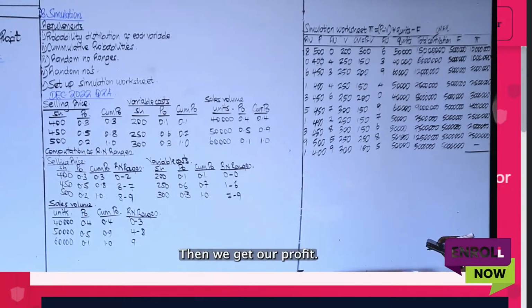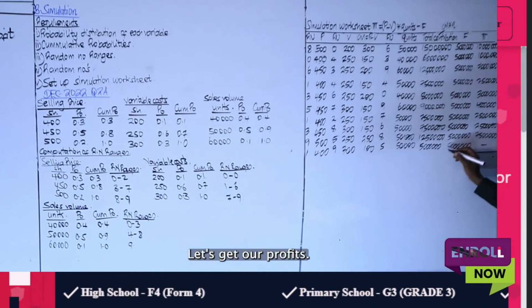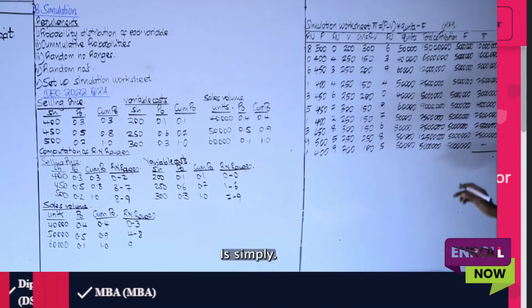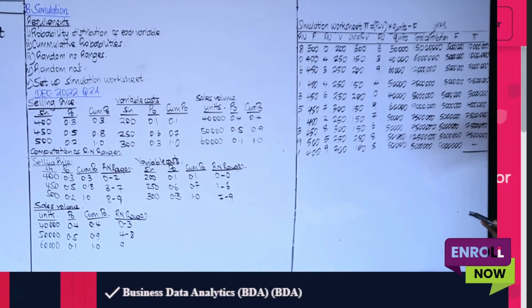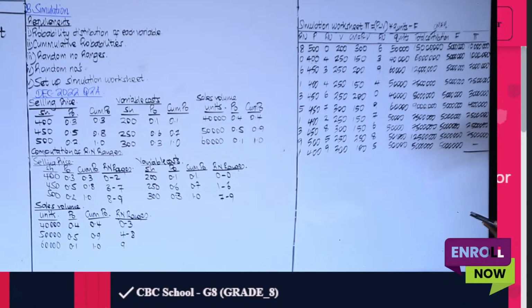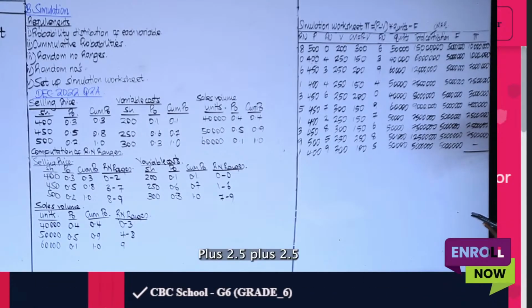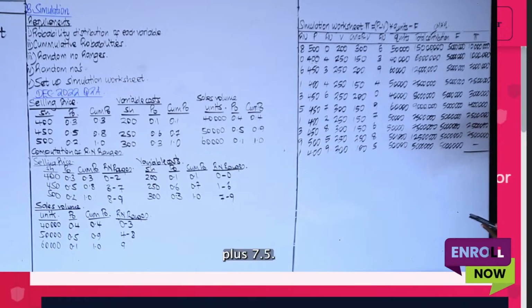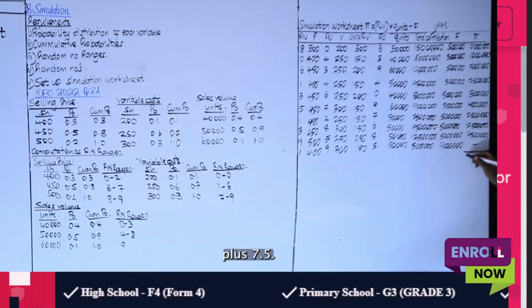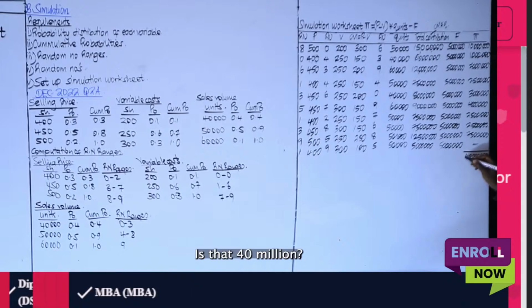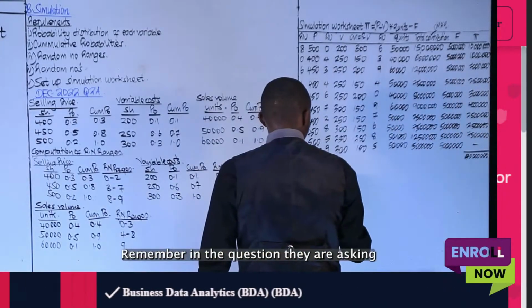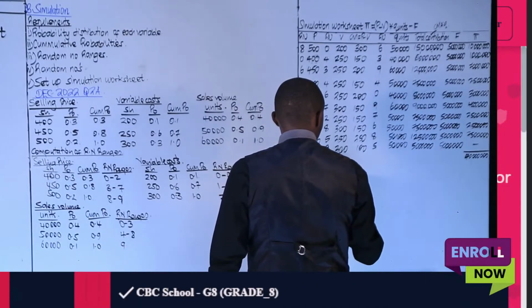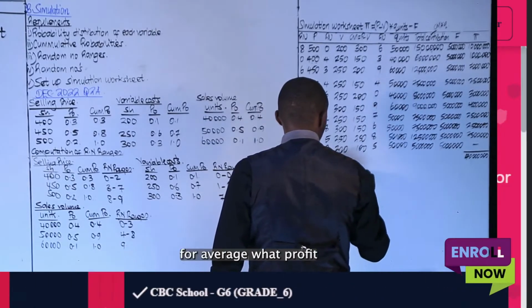Then we get our profits. Let's get our profits. We simply add these profits. Plus 2.5 plus 2.5 plus 7.5. Is that 40 million? So therefore your average profit, remember in the question they are asking for average what? Profit.